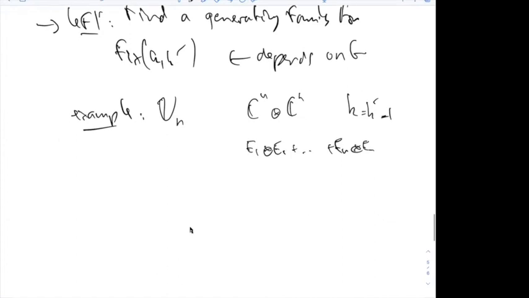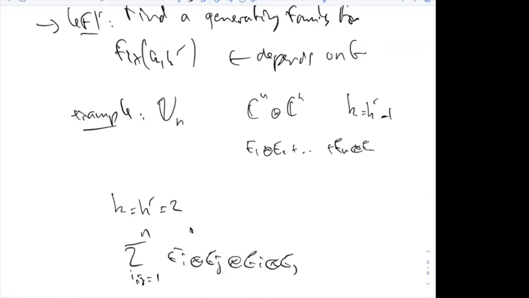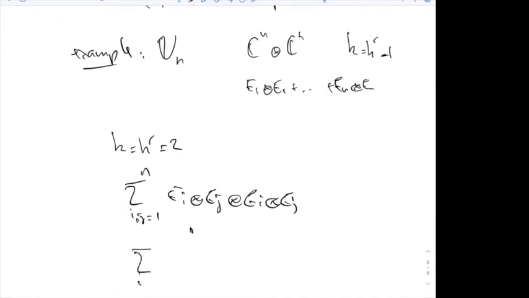If I take k = k' = 2, then what will I have? What I could have is something like this: the sum for i and j between 1 and n of e_i ⊗ e_j ⊗ e_i ⊗ e_j, or I could have the sum over i, j between 1 and n of e_i ⊗ e_j ⊗ e_j ⊗ e_i. And this is again the orthogonality equation.